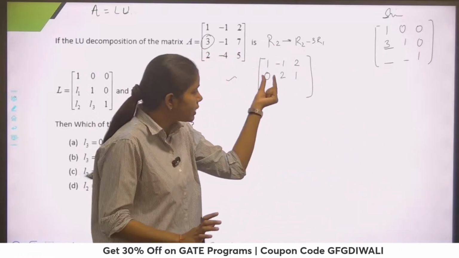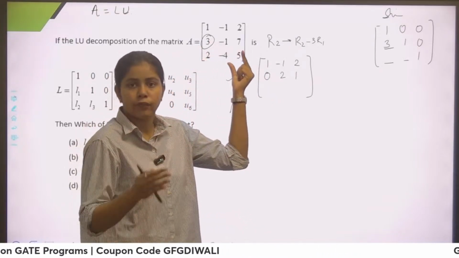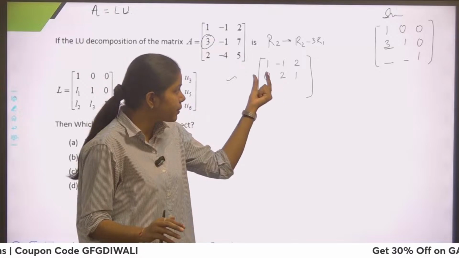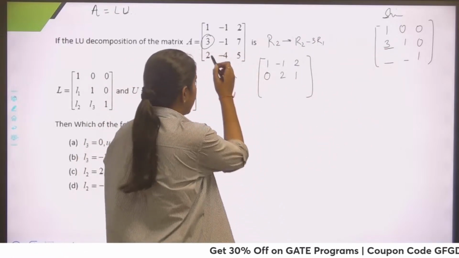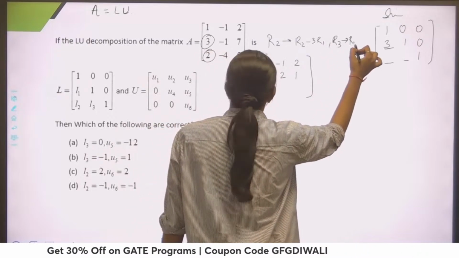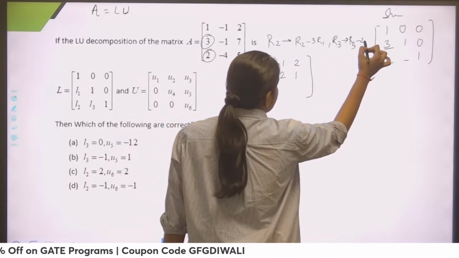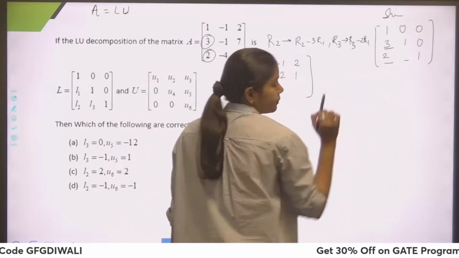To make this value 0 at this position, to get a row reduced echelon form or a triangular matrix, I have subtracted 3 from here, so I'll add 3 here, right? Now the same thing I'll do for here. Now I'll apply the operation R3 tends to R3 minus 2R1, right? Because I'm subtracting 2 from here, I'll add 2 here, right?